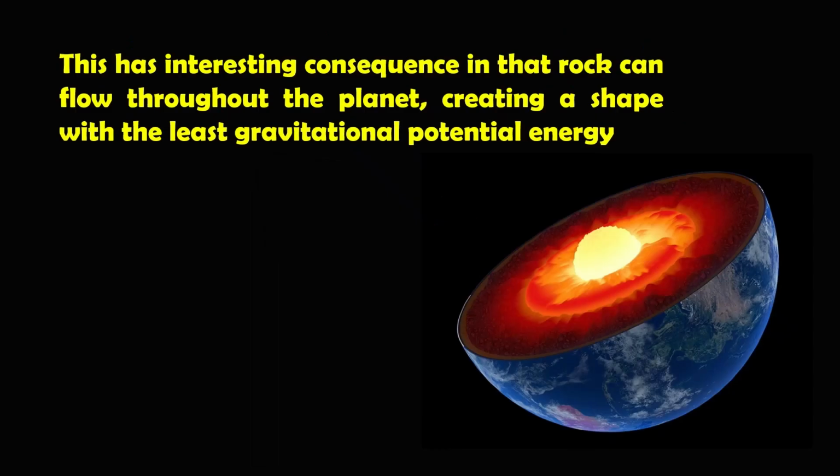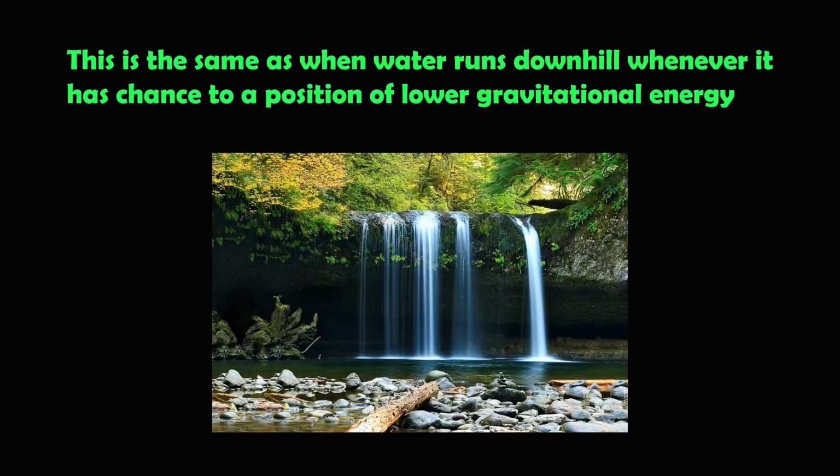Now, there is an interesting consequence here, because it behaves like a liquid. Some of the inside of the planet is going to behave like a liquid. It means it can flow. And it's going to flow throughout the planet, and it creates a shape with the least gravitational potential energy. So it's going to mold itself into the most favorable shape in the presence of that gravitational potential energy. That's a bit like water running down a hill, really. You've got a liquid there, and it wants to go to a position of lower gravitational energy. And it's the same thing when you've got a large planet like that. Once it starts behaving like a liquid, it's going to shape itself like a sphere.